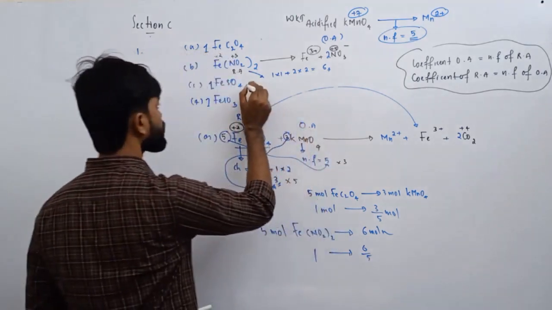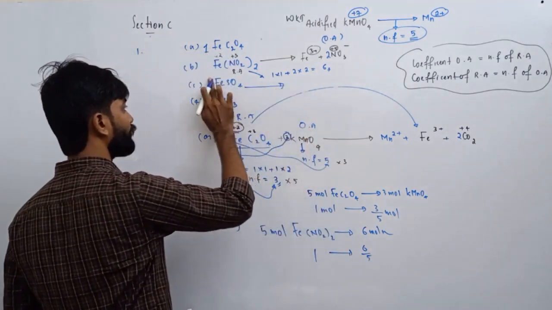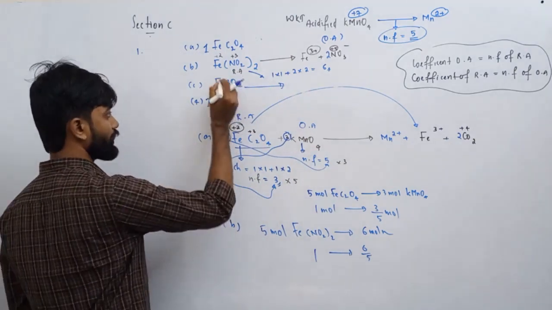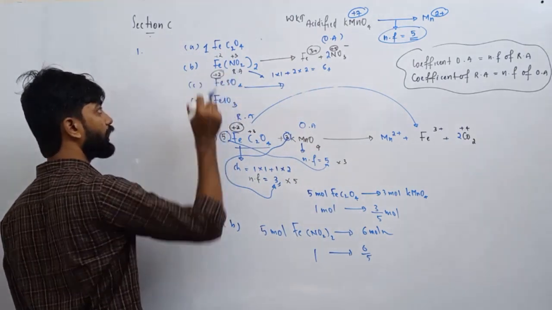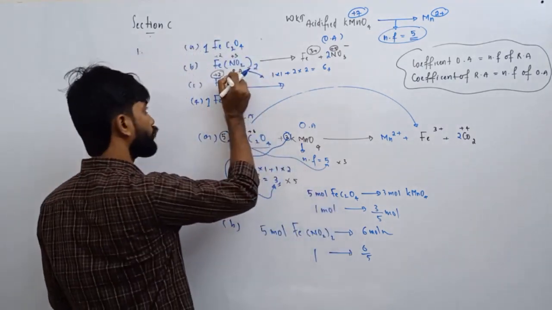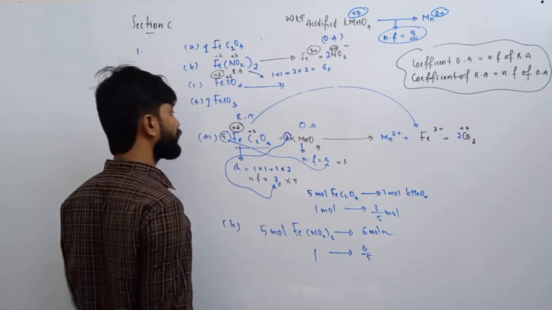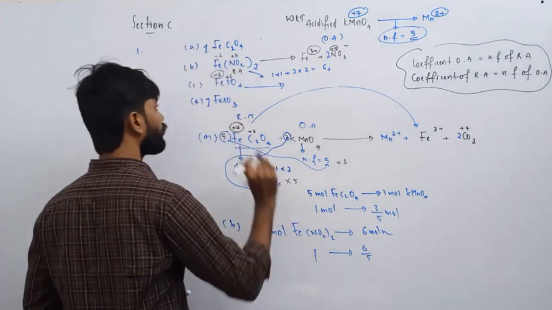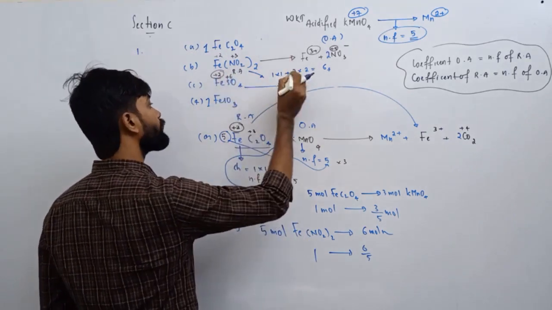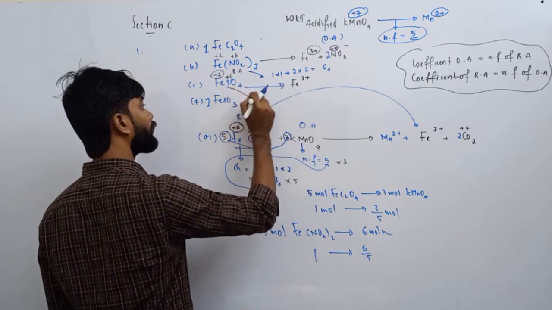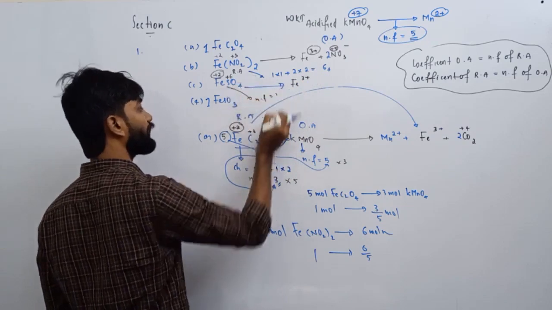Like that, ferrous sulfate. In ferrous sulfate, the Fe2+ is in the lowest oxidation state, so it only oxidizes, not the sulfate, because in sulfate the sulfur is in +6. It is already in the highest oxidation state, so it will not oxidize. So only Fe2+ may oxidize. It turns to Fe3+. So the n factor here is simply 1.